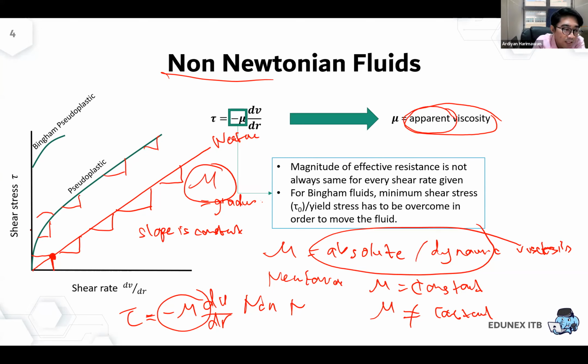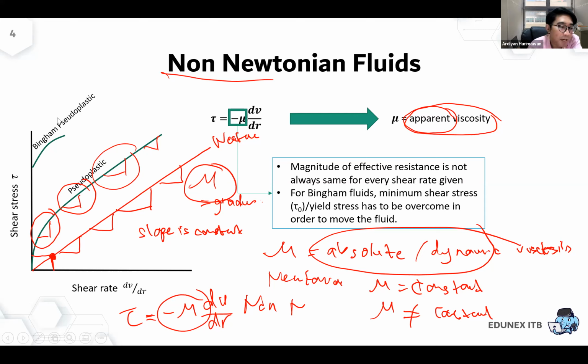So it's like this viscosity at certain point. That's why we call it apparent viscosity. Yeah, because the magnitude of the resistance is not always the same for every shear rate that has been given.